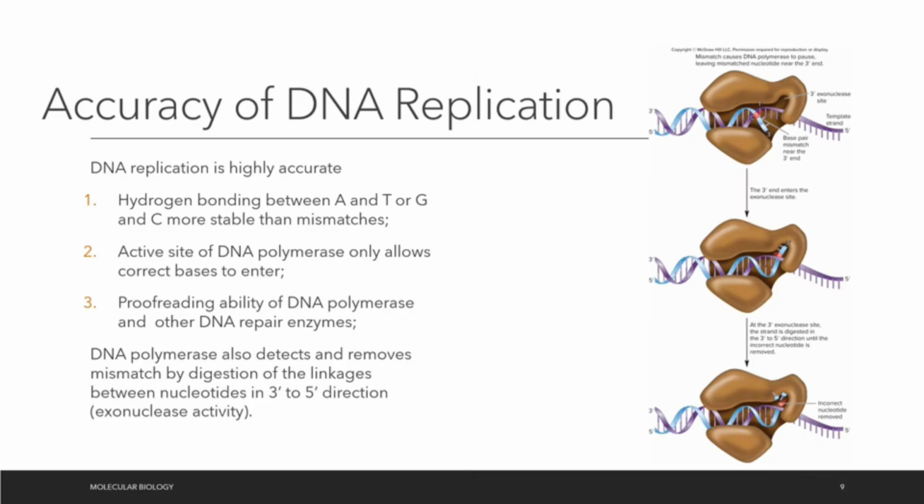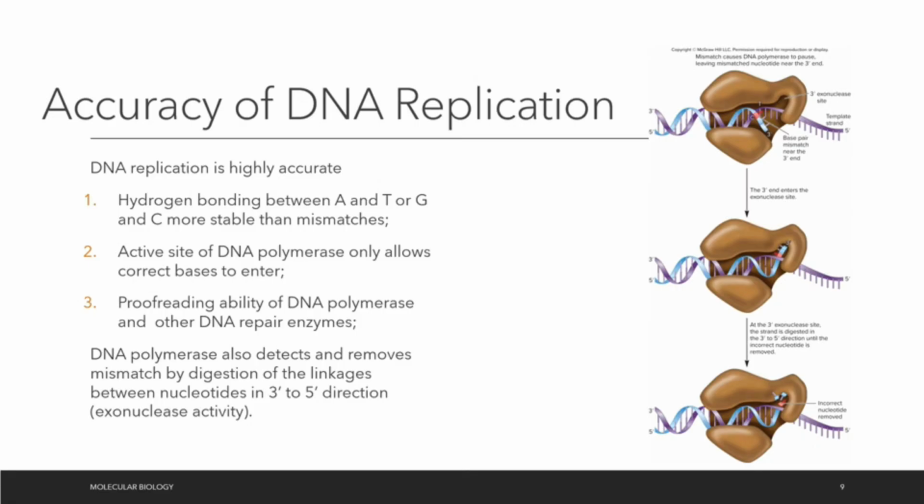Furthermore, the DNA polymerase will restrict the entry of new nucleotides into the catalytic domain of the DNA polymerase, because of the structure of the DNA polymerase. So only the correct bases will be able to enter the DNA polymerase and be incorporated into the new DNA strand. Furthermore, DNA polymerases also contain a proofreading ability that will remove wrongly incorporated nucleotides and replace them with the correct ones.